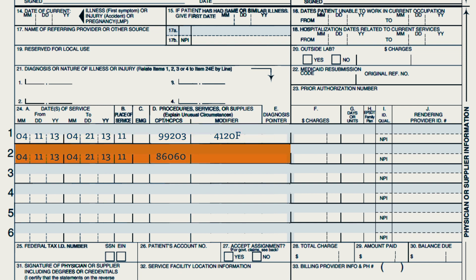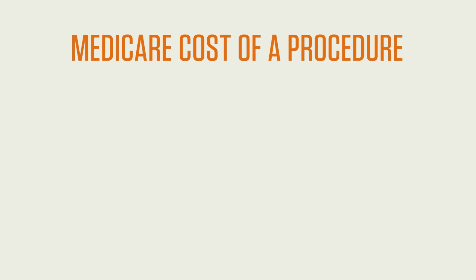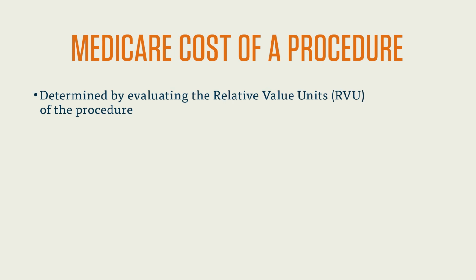That's because we need to justify the medical necessity for both procedures. Before we get into more detail about this example, we'll have to discuss charges. Private practices may set the cost of their procedures, but they should align closely to the Medicare cost of a procedure. The Medicare cost of a procedure is determined by evaluating the relative value units, RVU, of the procedure.